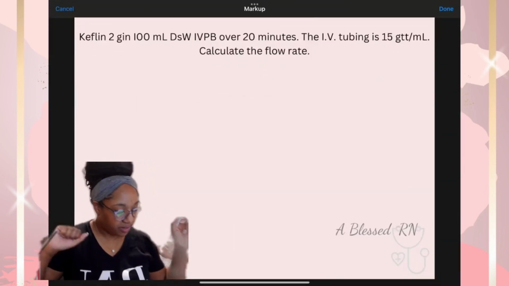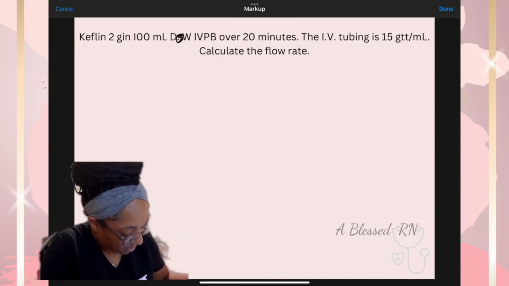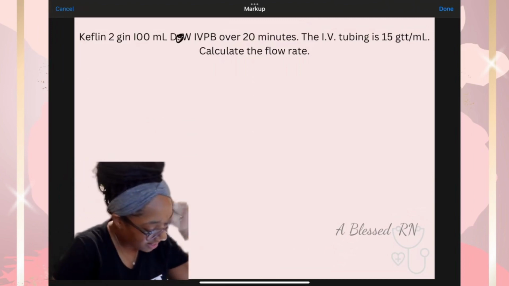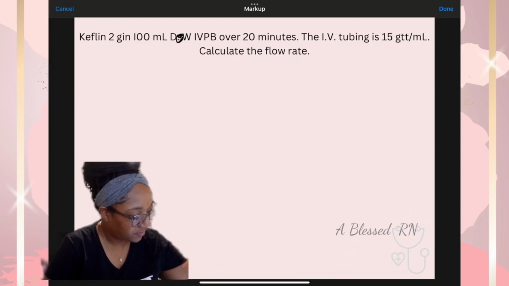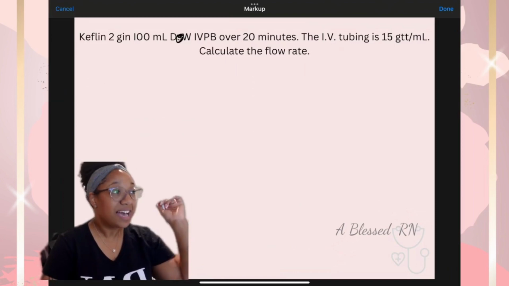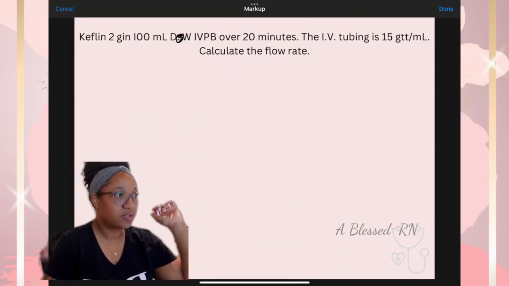So Kepler 2 grams in 100 ml D5W. Let's say D5W. All right, IVPB over 20 minutes. The IV tubing is 15 drops per ml. Calculate the flow rate. All right, so we got some words and some numbers in here.